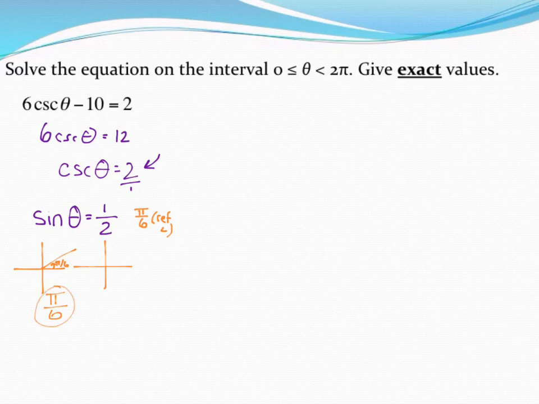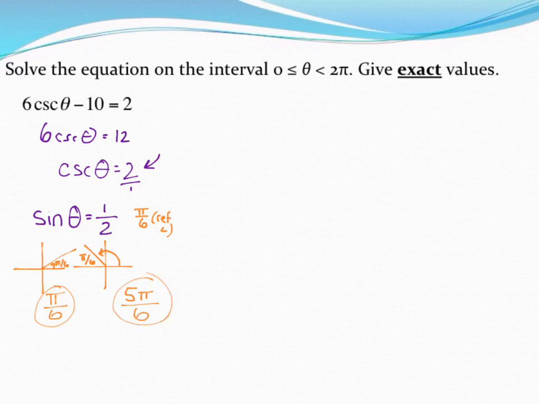And then sine is also positive in quadrant 2. So my reference angle over here is pi over 6. And then remeasuring this angle, I haven't quite got to 1 pi, so I would do 1 pi minus pi over 6, and I'd find out that my second solution is 5 pi over 6.